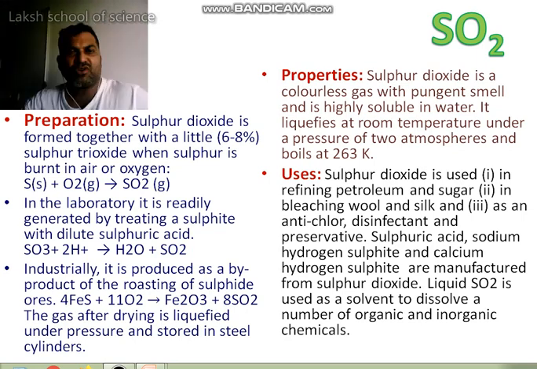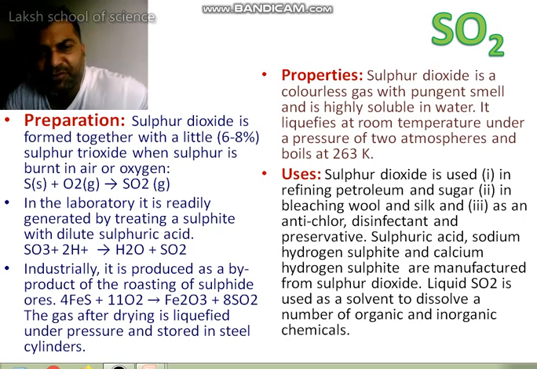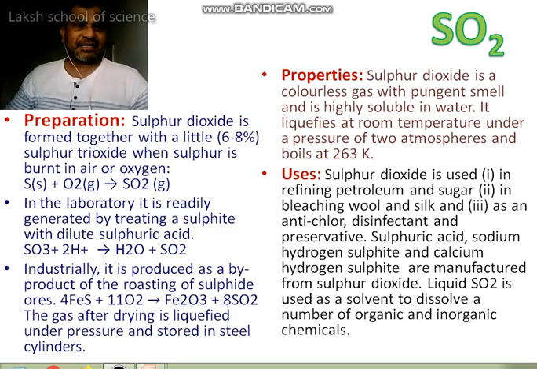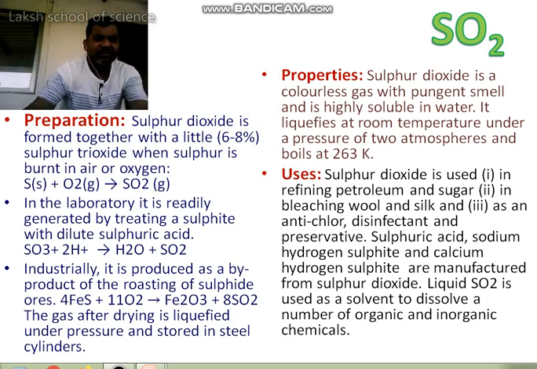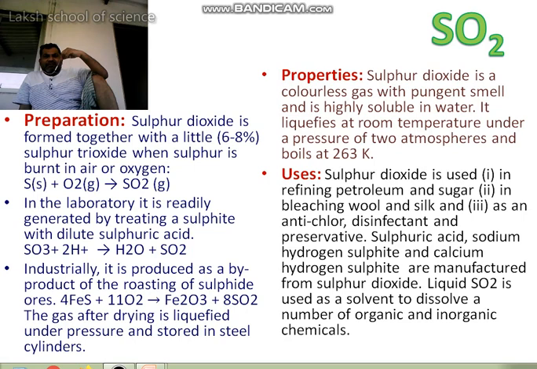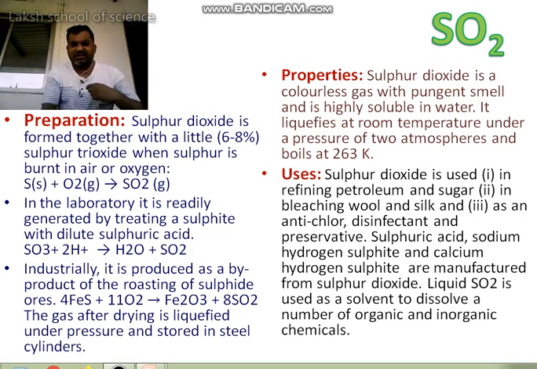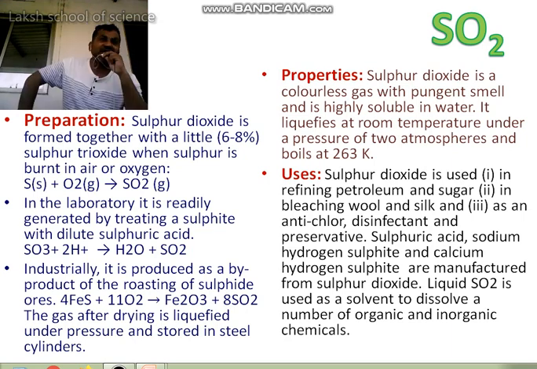Then in bleaching wool and silk, it is very useful to bleach wool. So that will be another part of sulfur dioxide which you can use. Then also as an anti-chlor, disinfectant and preservative. Dear students, when flour is obtained, it has a dull color, so its white color is obtained by passing sulfur dioxide through it.